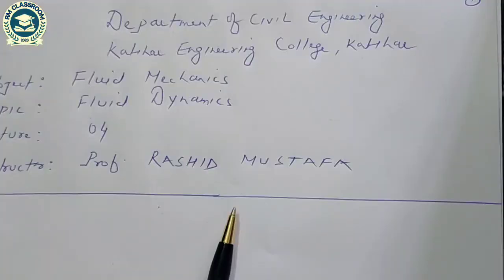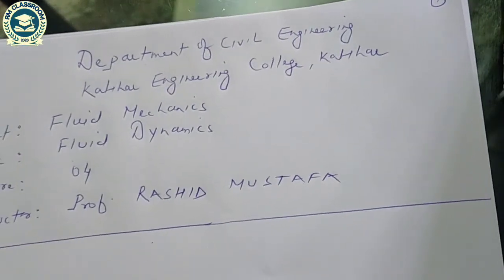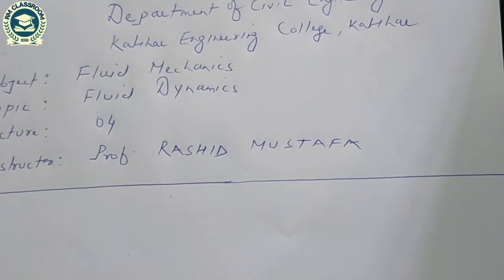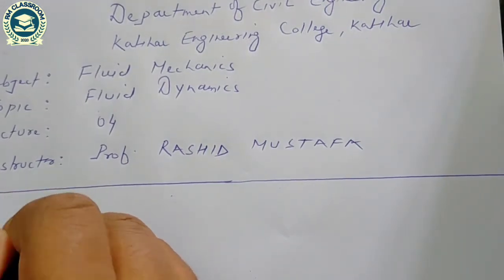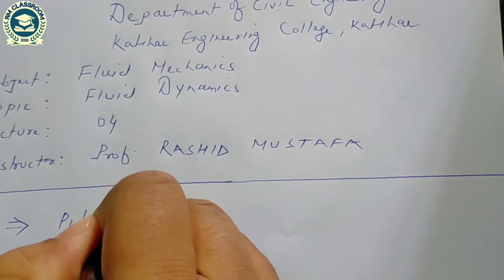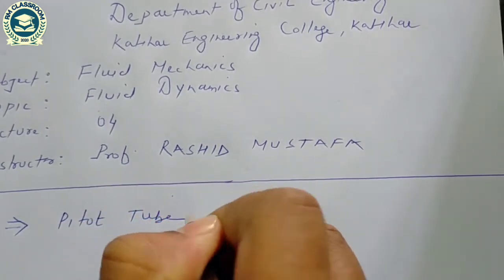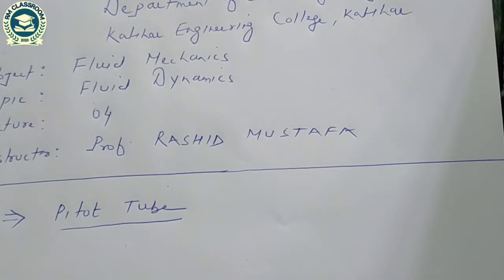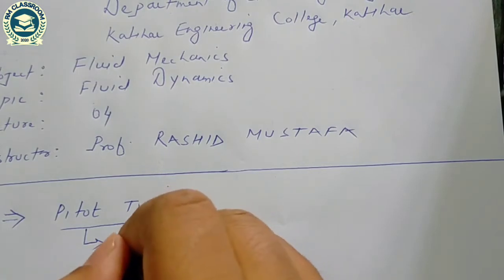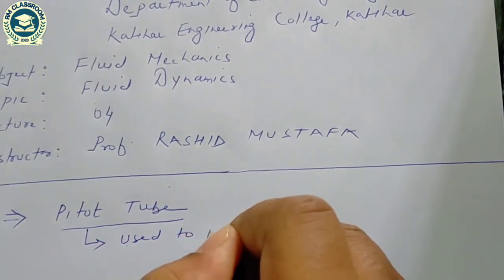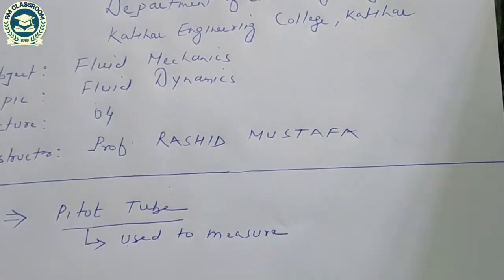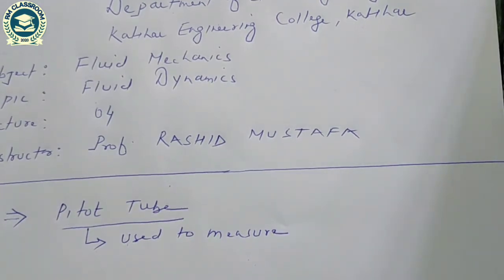So today I am going to discuss the pitot tube. The pitot tube is basically used to measure the local velocity in a flow, and with the help of that I will show you the expression of theoretical and actual velocity. Let us discuss the pitot tube, used to measure velocity of fluid.